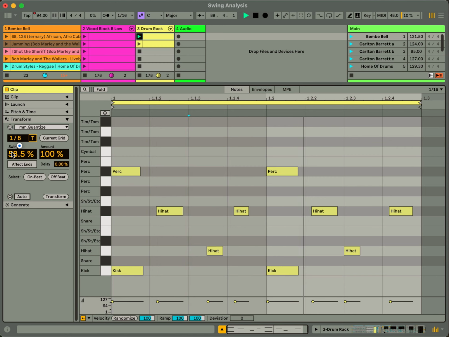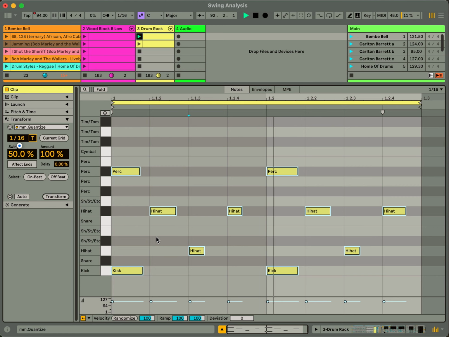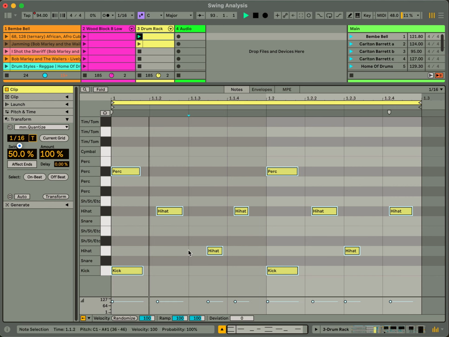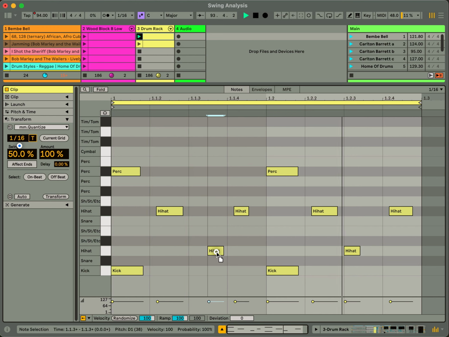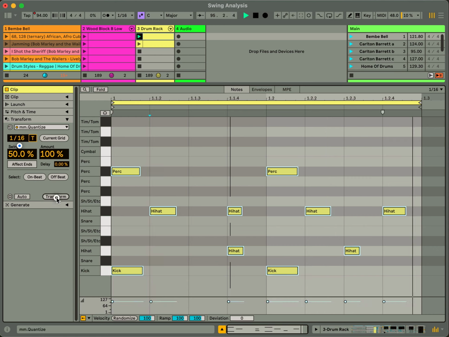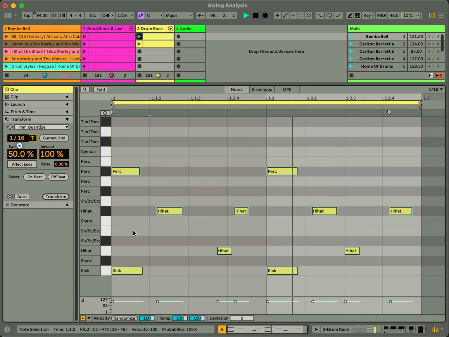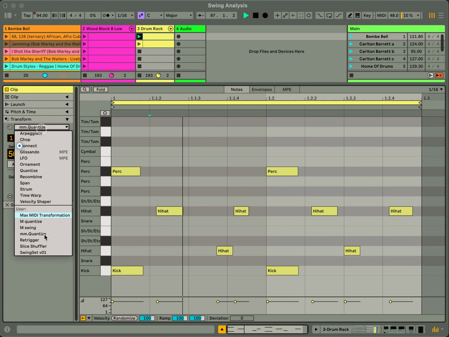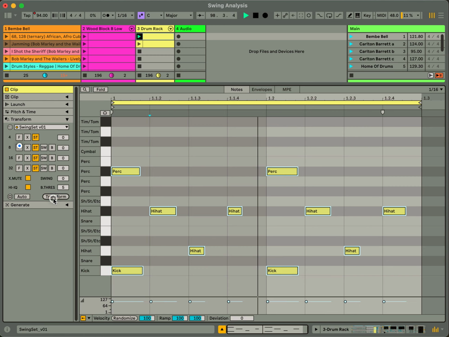Turn off auto. Maybe I need to put this up to 16th. That actually was successful. Let's try one more time. Let's see if we're heavily swung, is it going to do it correctly? No. And just again to compare, let's see how Swingset handles that. Swingset correctly brought that heavily swung 8th back down to the 8th note grid.